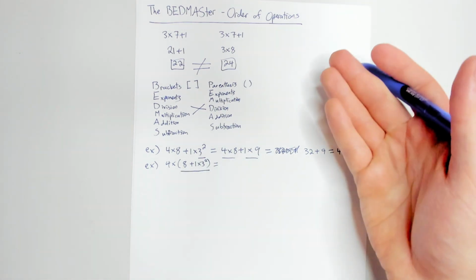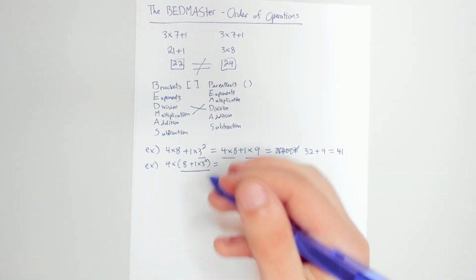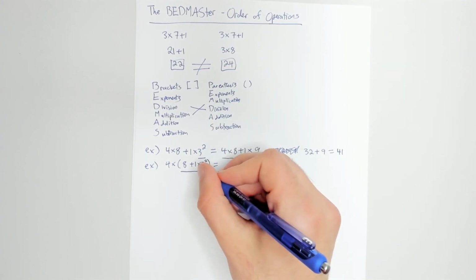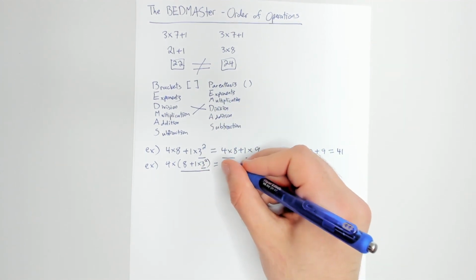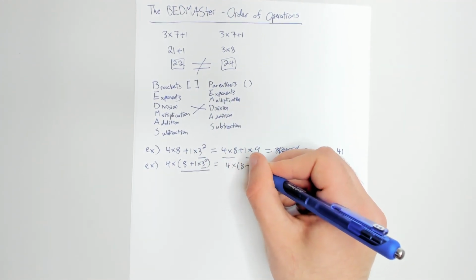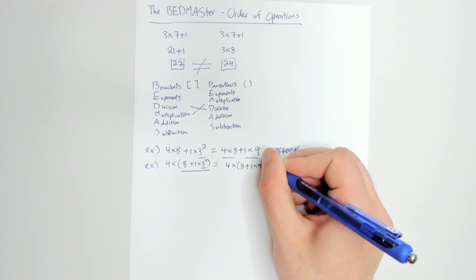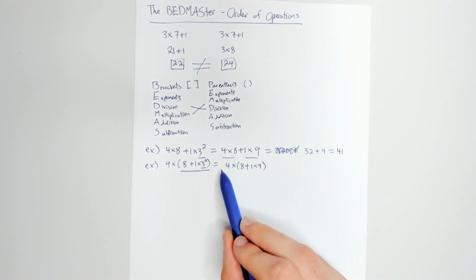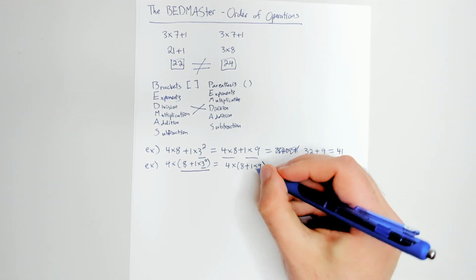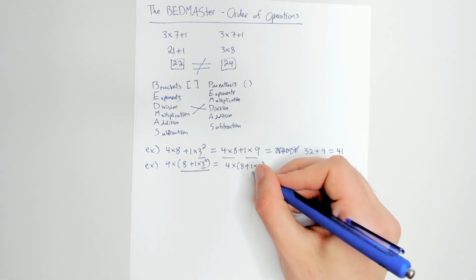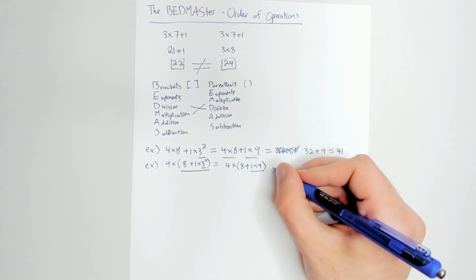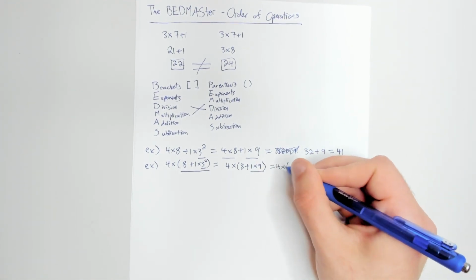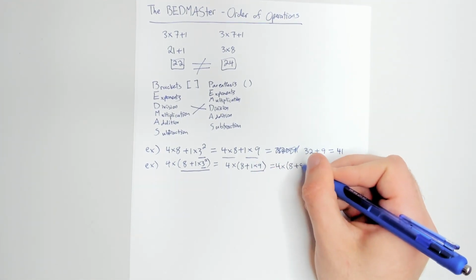So let's just refer to the order of operations again. The first thing to evaluate will be the exponent. So 3 squared is 9. So we keep everything else the same. So we still have the brackets, so we have to evaluate everything that's going on inside of here. So we have the addition and the multiplication. Multiplication takes priority, so we do multiplication next. So we have 4 times, and then we have 8 plus 9.